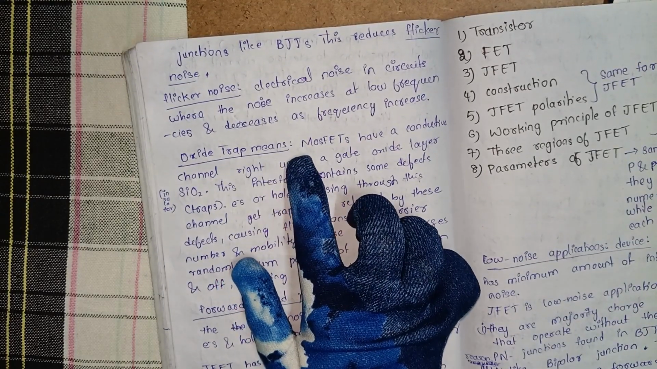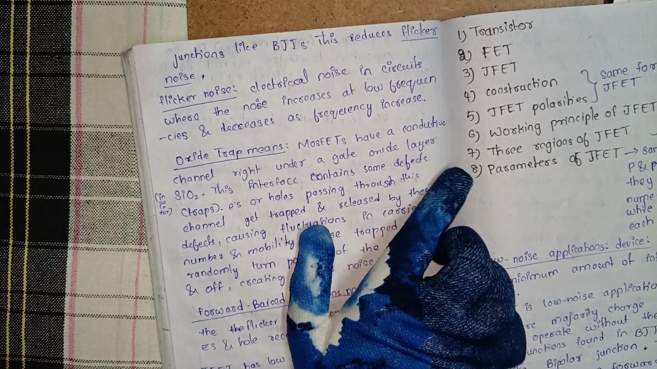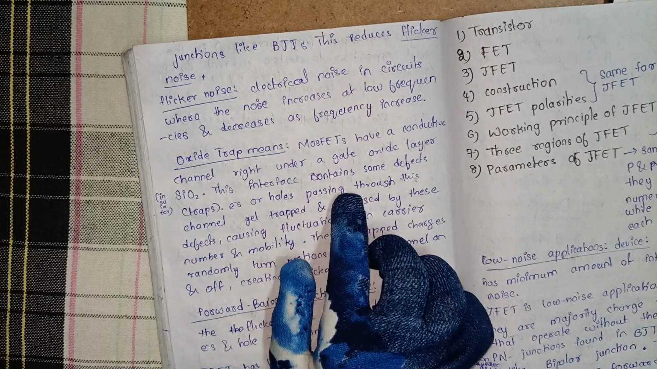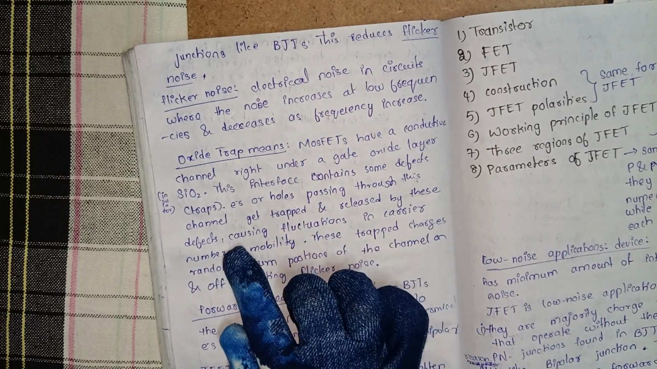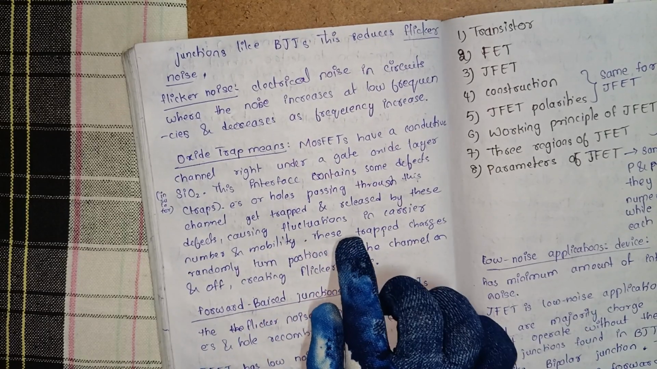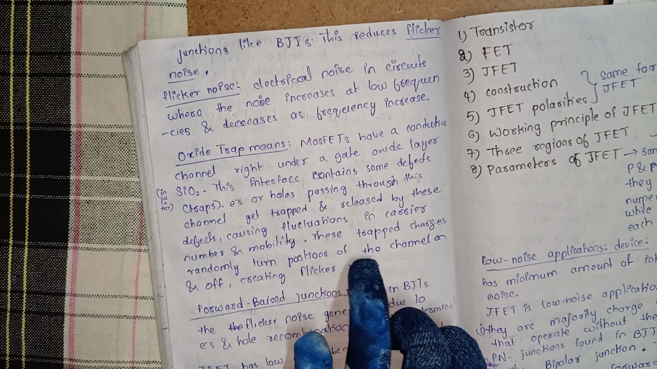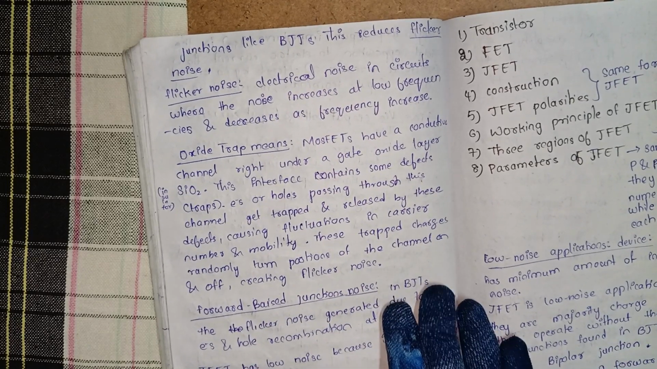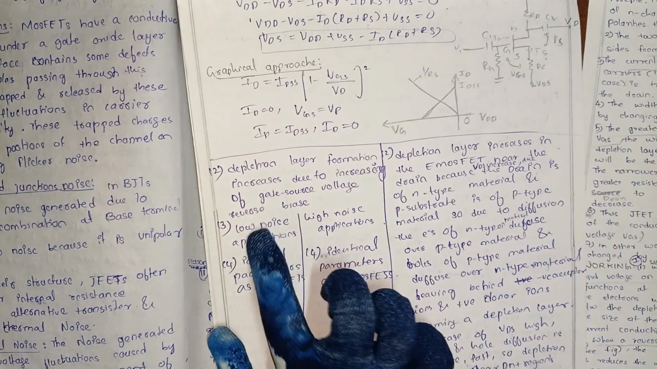And oxide traps: MOSFETs have a conductive channel right under the gate oxide layer, silicon dioxide. This interface contains some defects, traps. Electrons or holes passing through this channel get trapped and released by these defects, causing fluctuations in the carrier number and mobility. These trapped charges randomly turn portions of the channel on or off, creating flicker noise. So that's why I have stated these two lines.